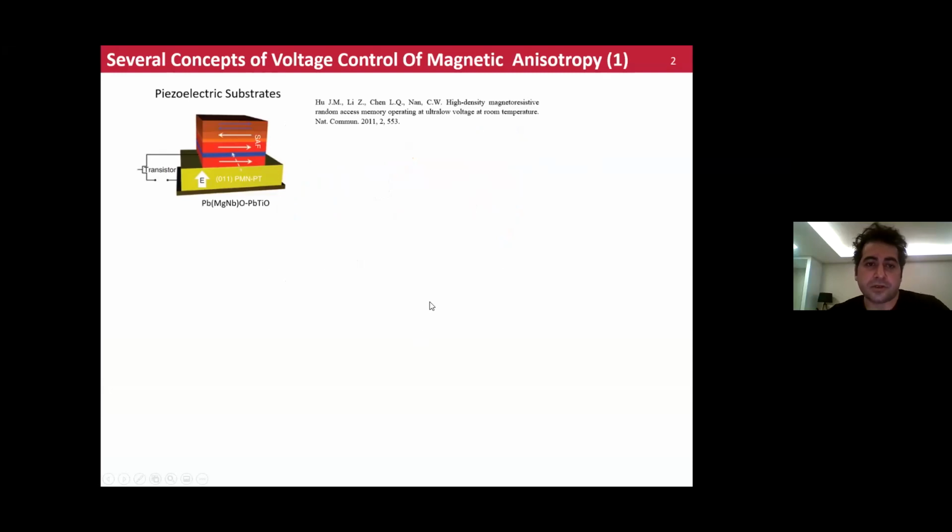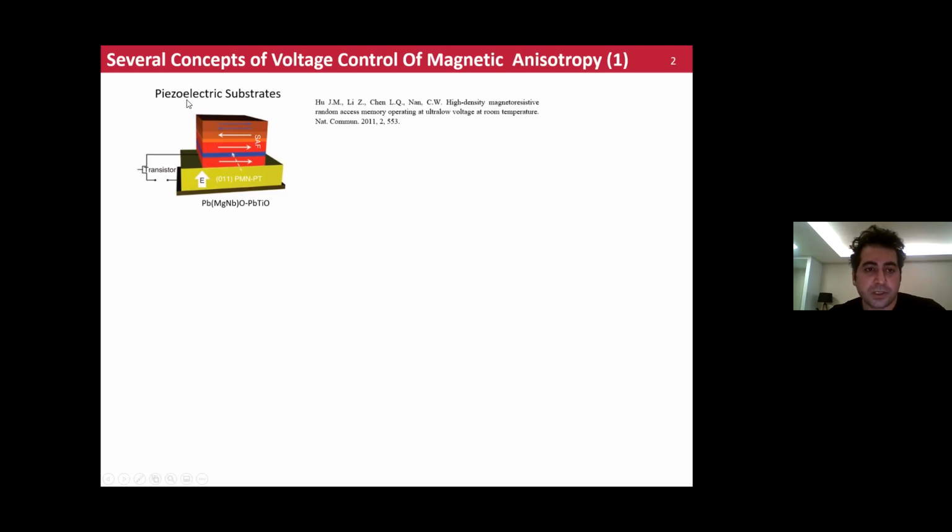In the literature, when we search voltage-controlled magnetic anisotropy, we can observe many different types of concepts based on this topic. First, I wanted to give you brief information about these concepts in order to distinguish them.